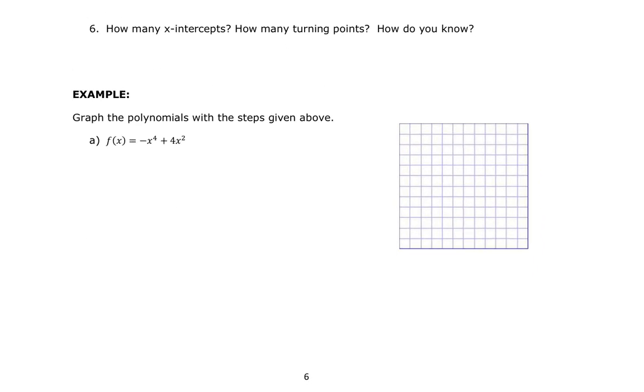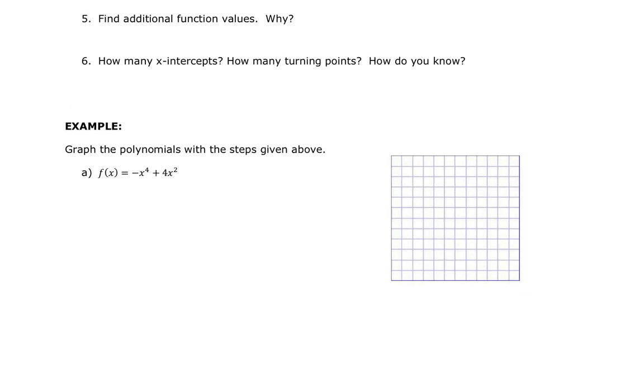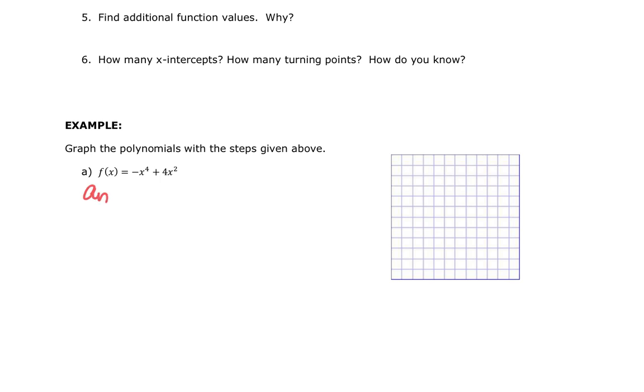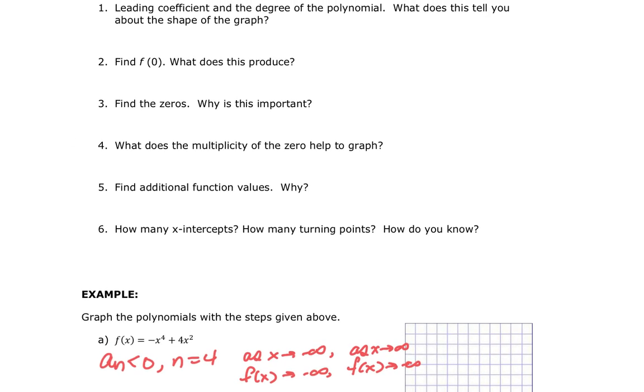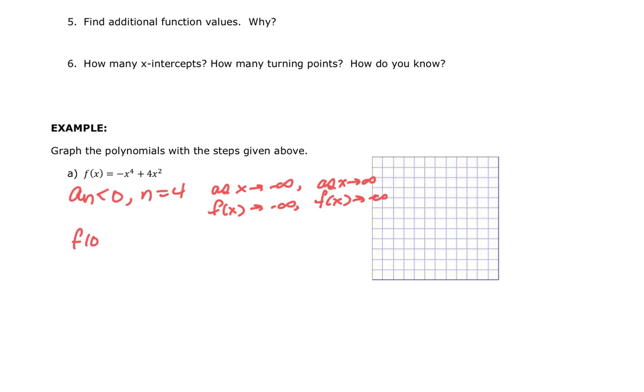So here we go. We're going to go through graphing this polynomial, given the steps above. Step number 1 says the leading coefficient. Okay, so a sub n is less than 0. My degree is 4. Well, what does this tell us? This tells us as x goes to negative infinity, my function is going to go to negative infinity. That's the chart up above I told you to finish filling out. As x goes to positive infinity, my function is going to also go to negative infinity. So now I know the end behavior. F of 0, well, f of 0 is 0, so this gives me my y-intercept.